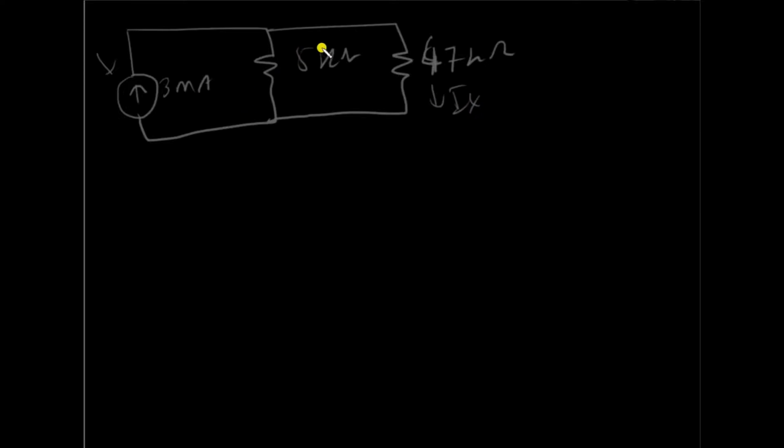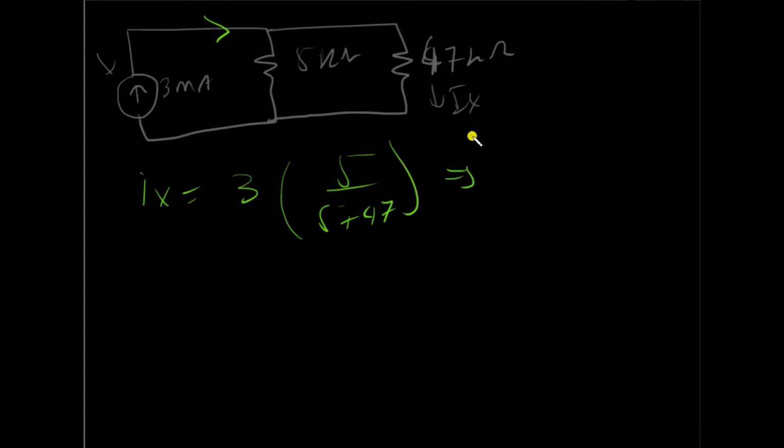Now I can clearly see that this is a perfect circuit to apply the KCL, the CDR, the current division rule. So I'll apply the CDR and Ix would be 3, the total current to the parallel combination, times 5 divided by 5 plus 47, and this would give me Ix, where the answer would be 192 microamps.